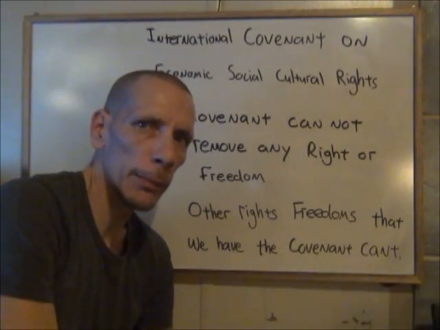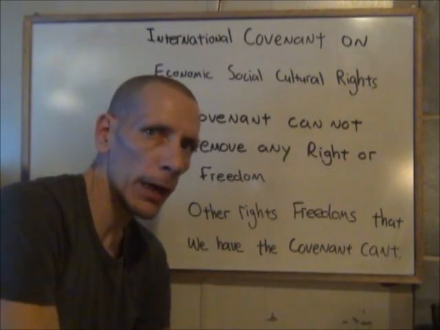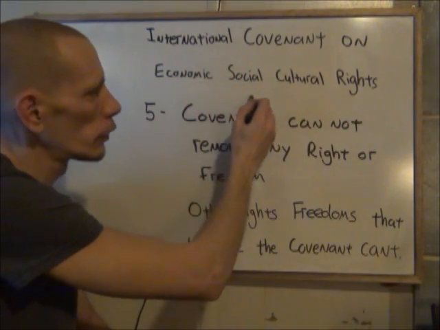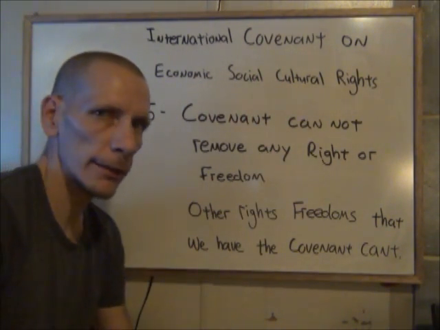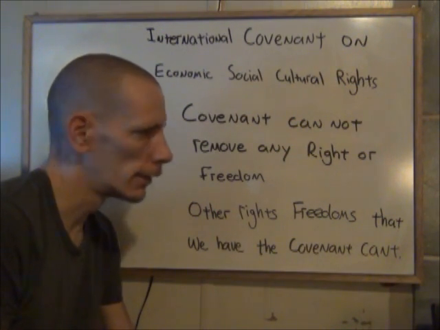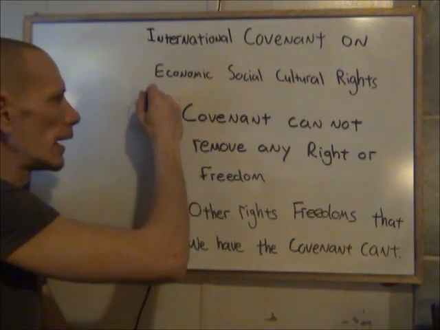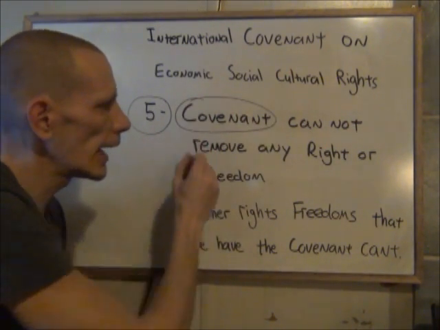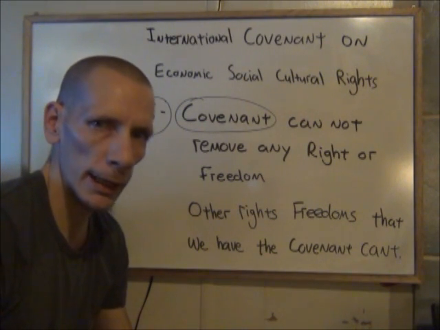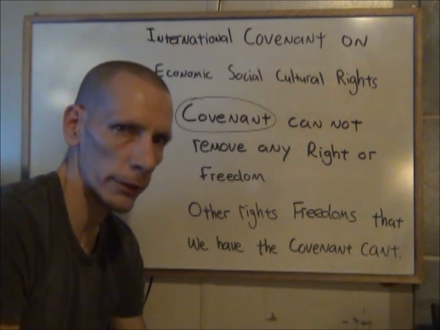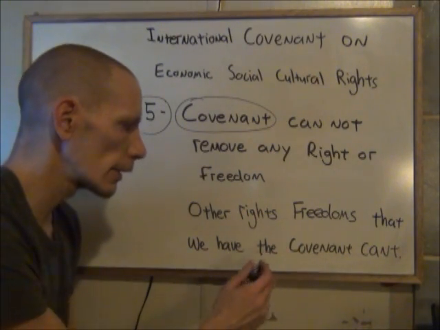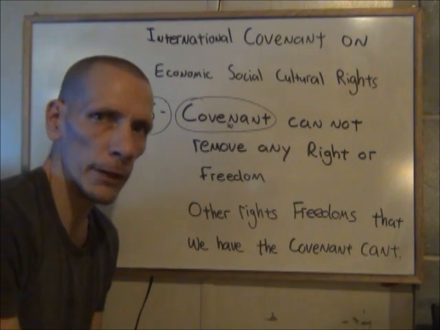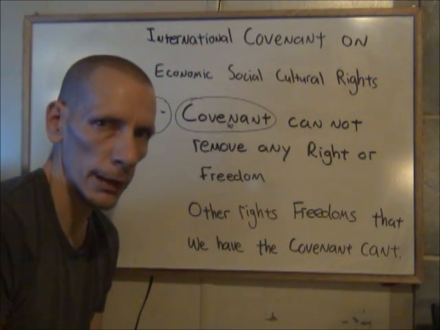One of those two covenants that were drawn up is called the International Covenant on Economic, Social, and Cultural Rights. That's the name and the title of this lawful documentation. Now, when you go into Article number 5, this is what it will state. It will state that this covenant that you're reading here cannot remove any right or freedom that is a fundamental right or freedom that is already attached to you. And it says that other rights and freedoms that are not recognized in this covenant, you still have the right of access to, apart from this covenant, if necessary.